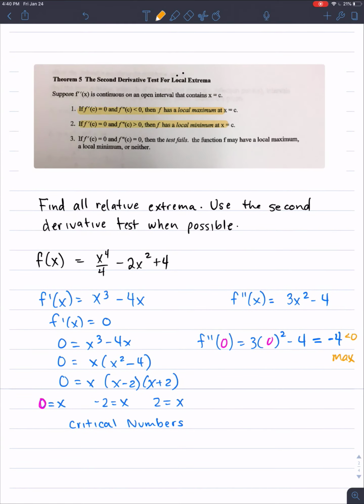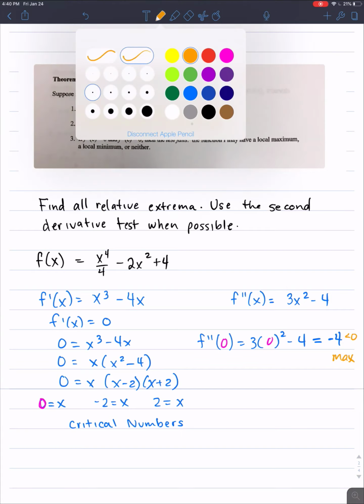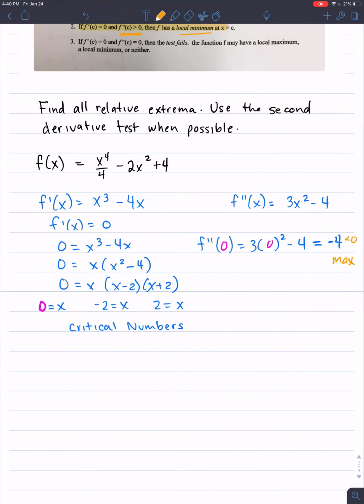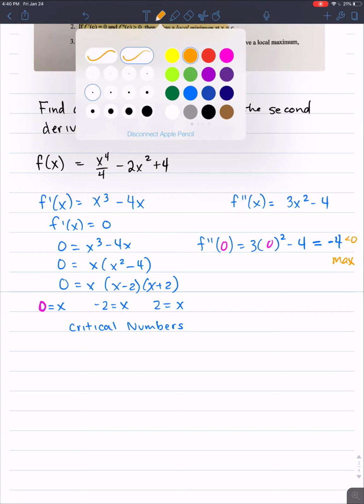So if it's less than 0, it's a max. If it's greater than 0, and that just means if it's positive, we have a min. So this one's less than 0, so that's a max value.